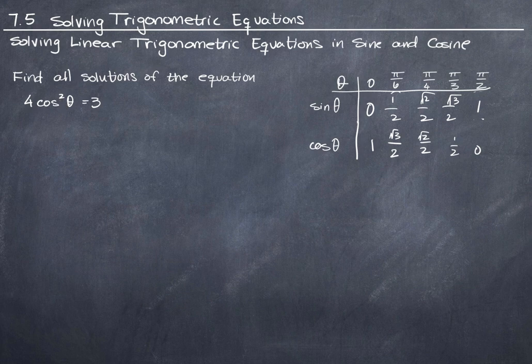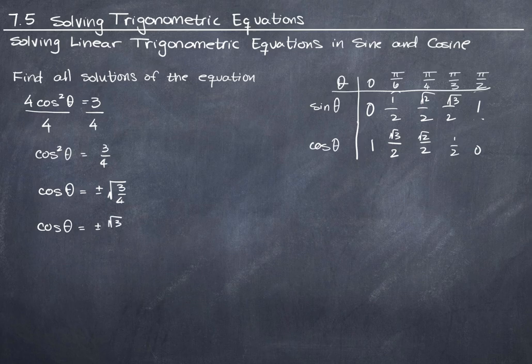First thing we're going to do, because I want to solve for theta, is isolate the thing that has theta in it. So I'm going to divide both sides by 4. And then we'll notice that we have cosine squared theta equals 3/4. And I can't solve that yet, I don't know how to solve quadratic ones yet, so I'm just going to take the square root of both sides. That's going to give me cosine of theta equals plus or minus the square root of 3/4. That simplifies to cosine theta equals plus or minus the square root of 3/2.